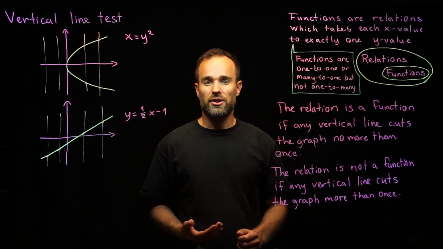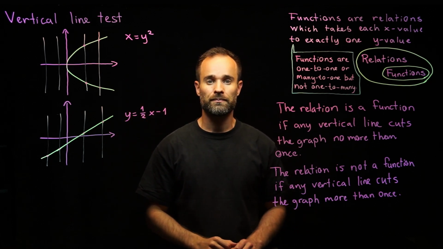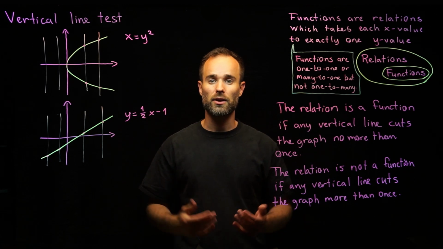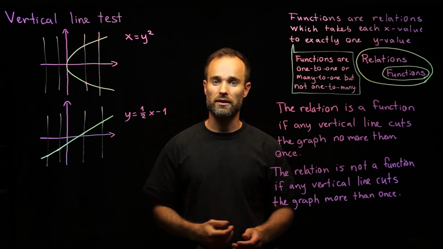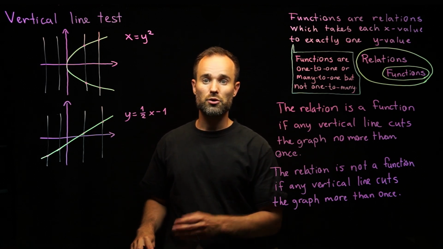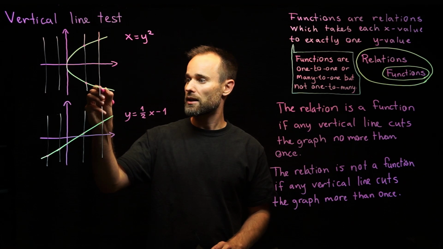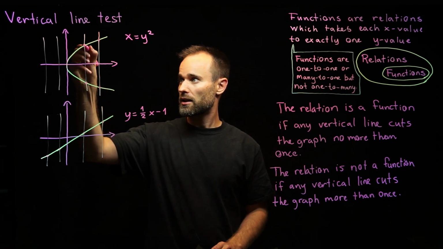Of the two relations, x equals y squared is therefore not a function. There is a one-to-many relationship between x and y in this relation. Look at the vertical lines. Most places there are two y values for each x, like here and here.